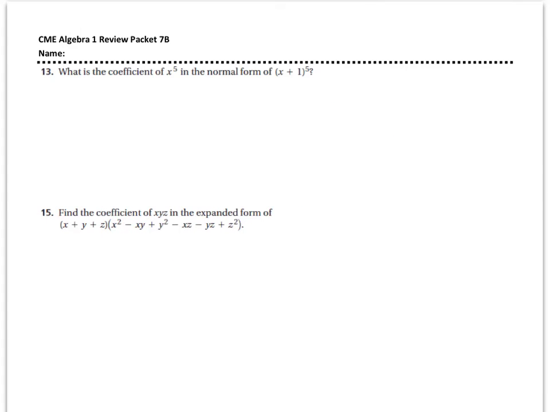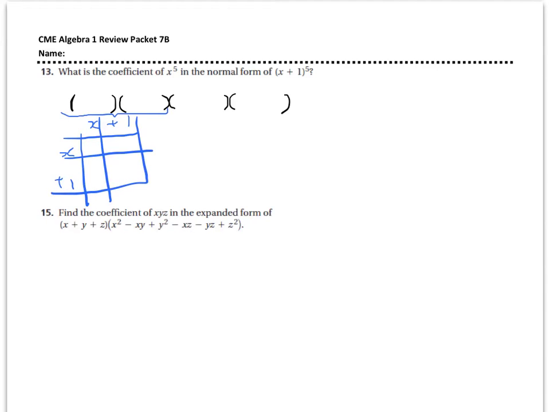What's the coefficient of x to the fifth in the normal form of x plus 1 to the fifth? Here are some hints. The first thing you need to understand is x plus 1 to the 5th power means you have 5 copies of x plus 1. I would do this first by doing x plus 1 and x plus 1, and the combined like terms will complete the table.